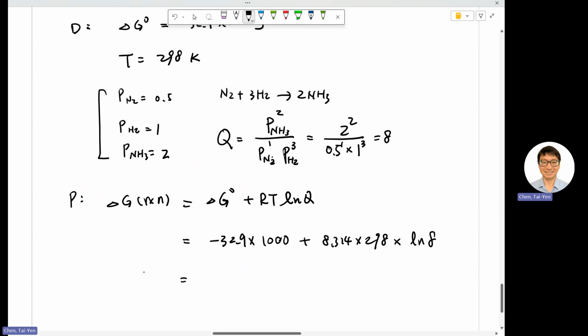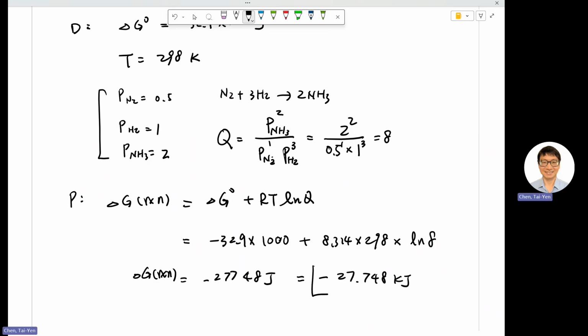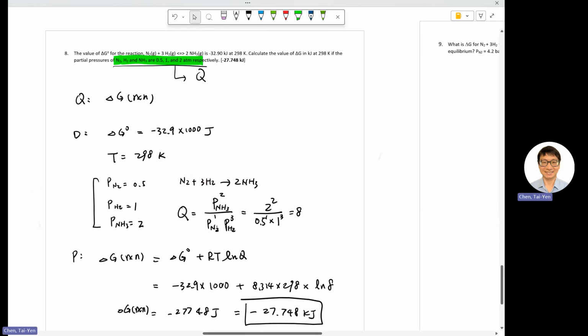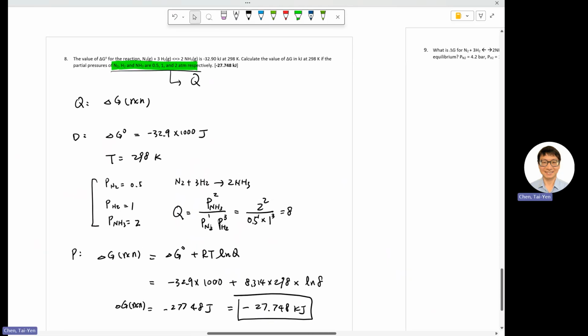So if you do this calculation, you will be able to calculate your delta G of your reaction. It equals negative 27,748 joule, or negative 27.748 kilojoule. That's how you get to this answer. Okay, so that's how you solve question number 8.